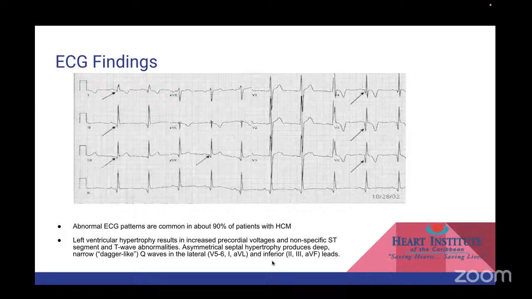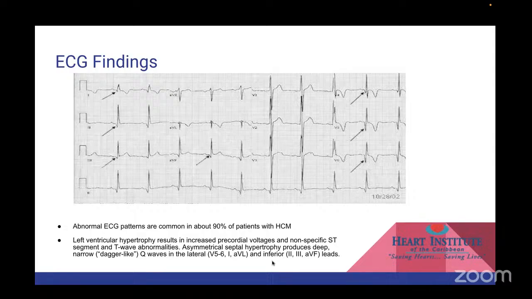And with that said, and this is something we should remember in general and not just for HCM, a normal ECG does not rule out any cardiac pathology. Because remember, this is just a snapshot in time. This is just 10 seconds of the heart's electrical activity. So if you have a high suspicion for that patient, given the history, given some of the signs and symptoms that we would have described, if they have a first-degree relative, then continue the workup for this patient. And we'll speak about that a little further down.